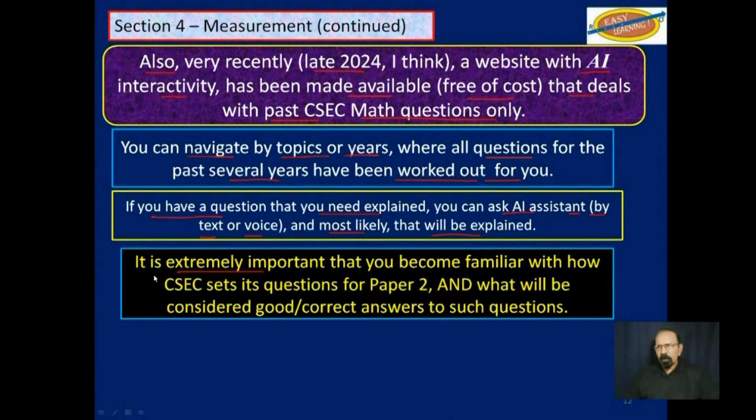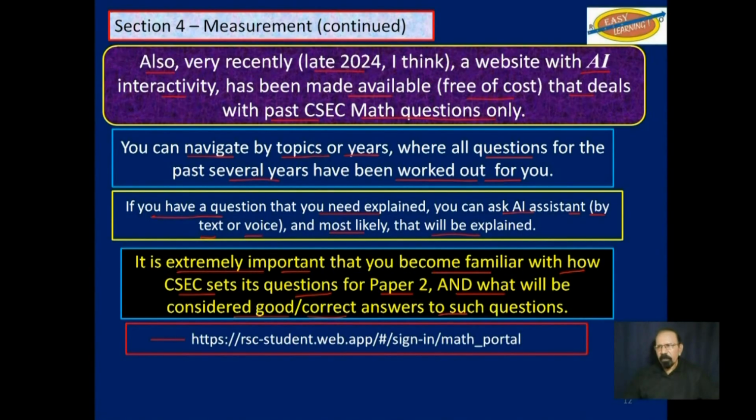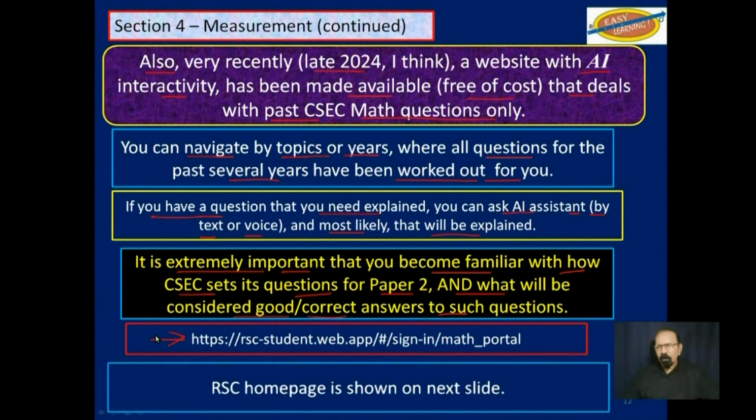It is extremely important that you become familiar with how CSEC sets its questions for paper 2 and what will be considered good or correct answers to such questions. This is the URL for that website. On the next slide, I will show you what the home page looks like.